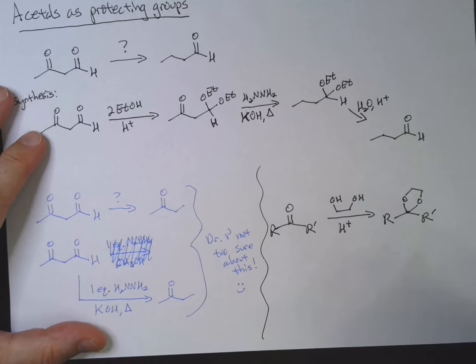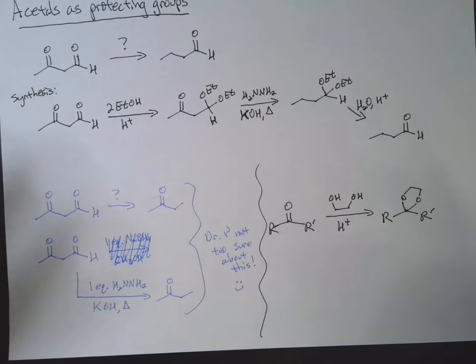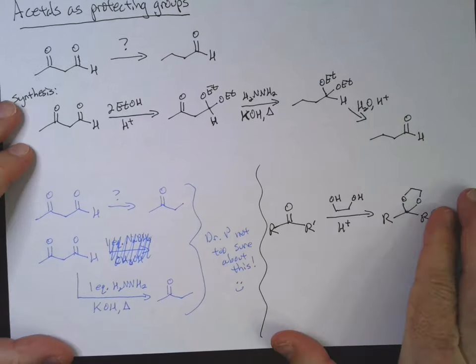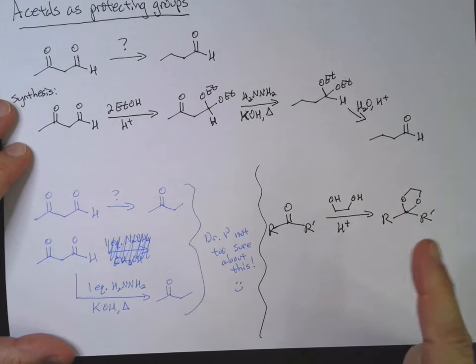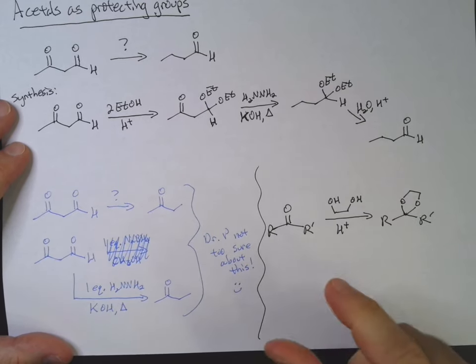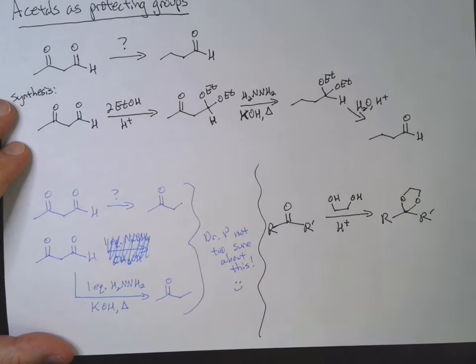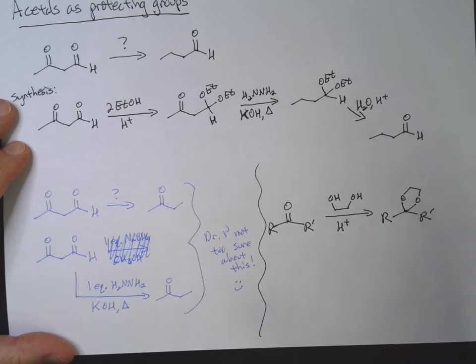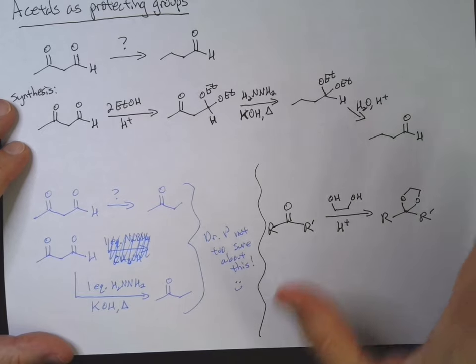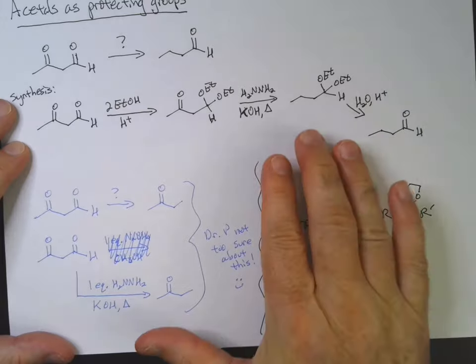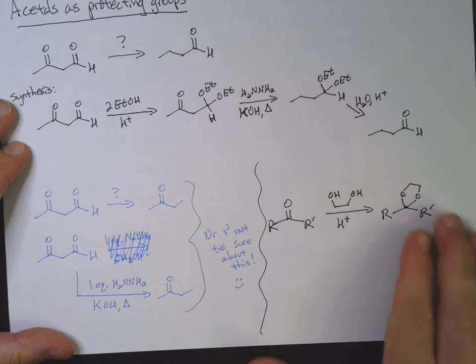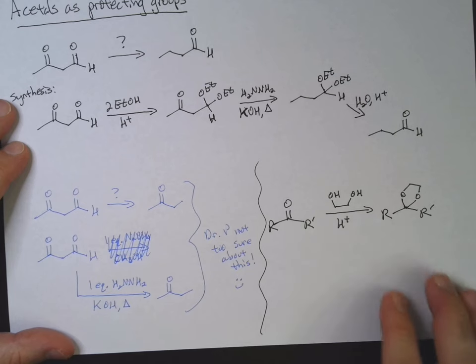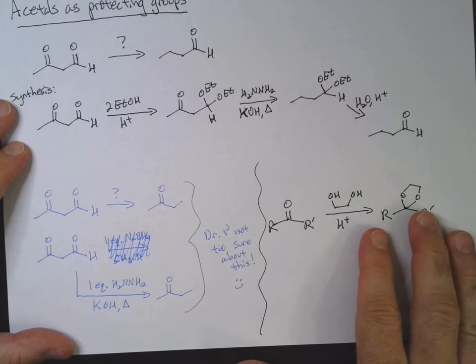All right. So work on those mechanisms, practice those mechanisms: hydrate formation, hemiacetal formation, acetal formation, acid catalyzed and base catalyzed for the hydrate and hemiacetal. Acetal formation is only acid catalyzed. And think about how to use these. Use acetals as protecting groups in synthesis. And we'll do some practice problems like this, I think, in class.